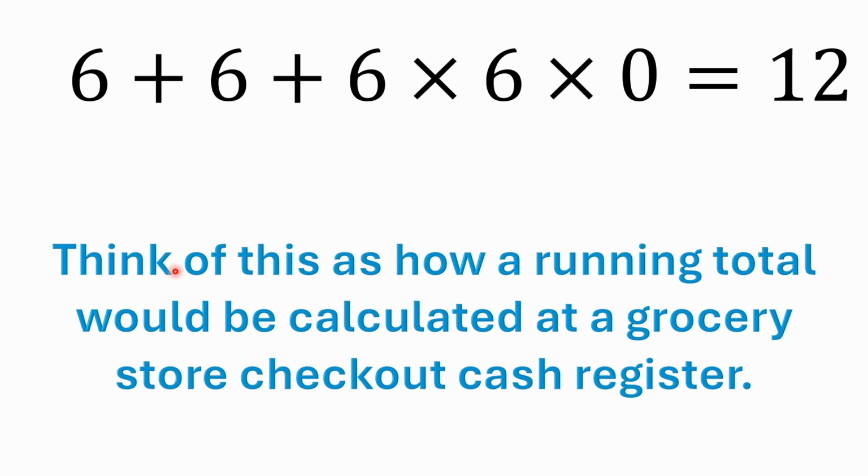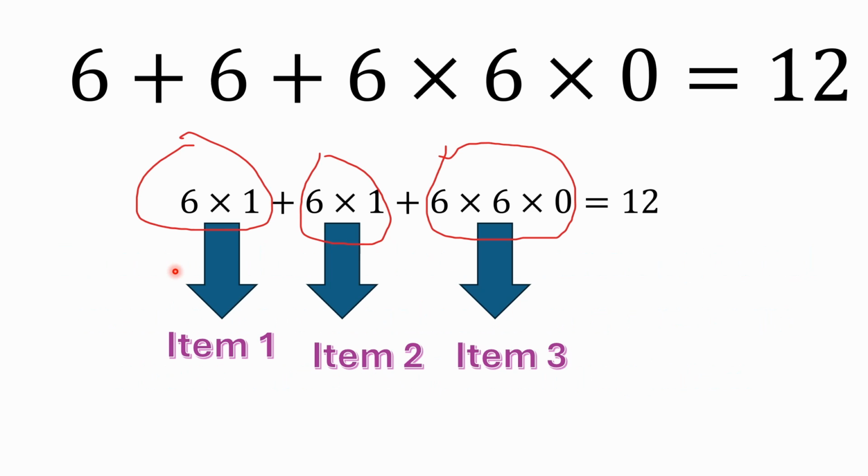Another way to look at this is think of how a running total would be calculated at a grocery store cash register checkout. All right, let's imagine this to be keeping a running total of items. Say we have item or product number one. We're buying 6 of those and they're $1 a piece. There's another product, so 6 times 1 is 6, and we're going to add that. We're going to scan another item.